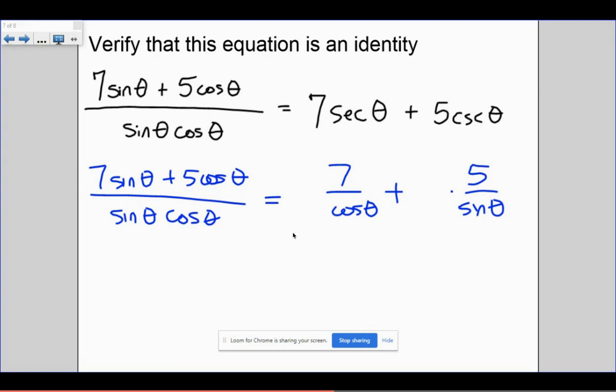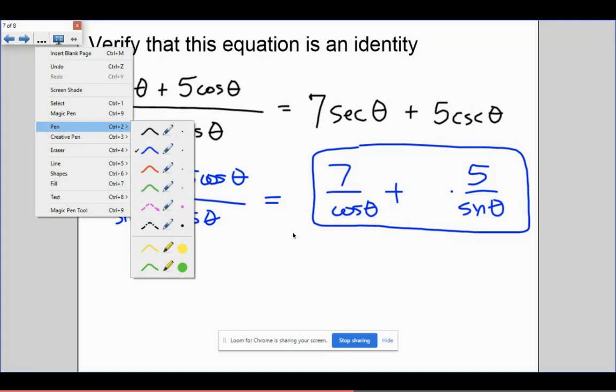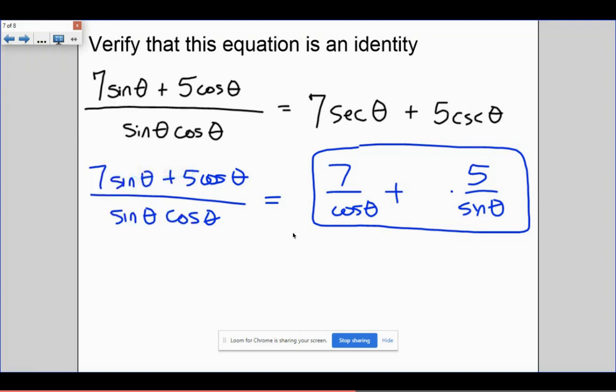Now in the previous example, we were able to combine the fractions very easily because they have the same denominator. But this time they don't. One of them has a cosine theta, one of them has a sine theta. So the only way we can combine these two is if they have the same denominator, meaning we need the 7 over cosine theta, the part on the left, to be multiplied by sine theta over sine theta. Because then its denominator will have what the other has. We need them both to have the same thing, so they both need sine and cosine.